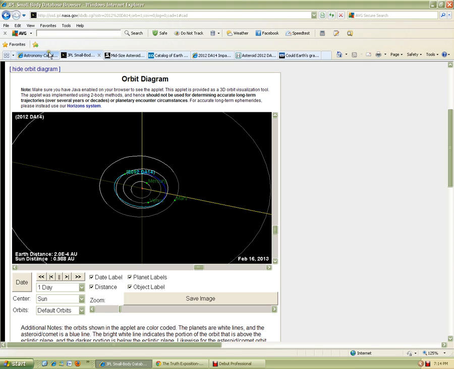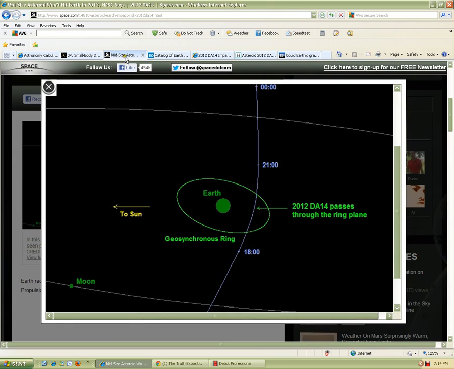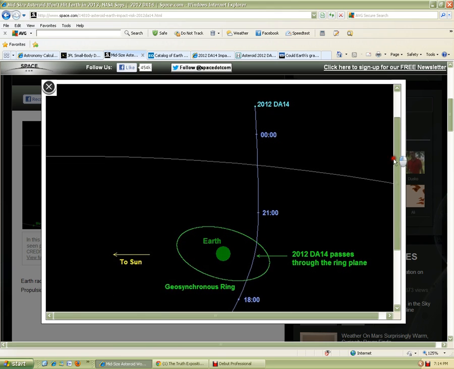I'm not sure. So what I did was I put in, let me clear it so everybody can see what I'm doing, 2.0E-4, and I think it's a 0, not an O, because I tried an O and it didn't come out right. And it comes up as converted to miles, 18,591.16149 miles. Okay? So when I see that, I also look at this diagram here.